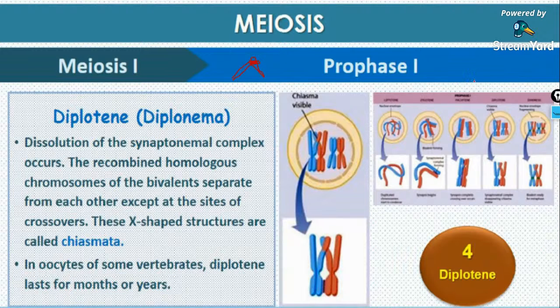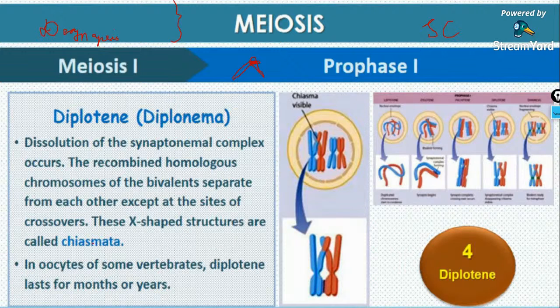Dissolution of the synaptonemal complex begins. Desynapsis occurs. What is synapsis? Pairing of homologous chromosomes. Desynapsis is the opposite of synapsis, so non-pairing of homologous chromosomes starts to occur.